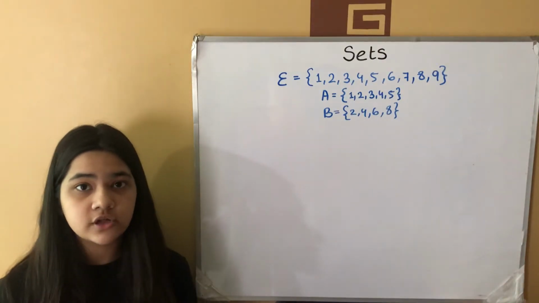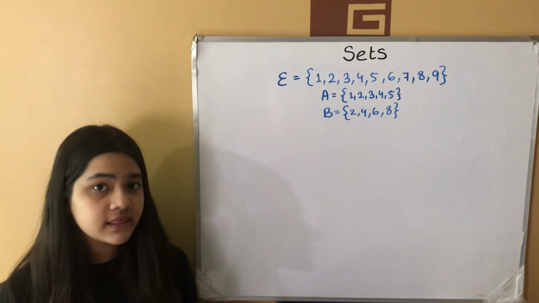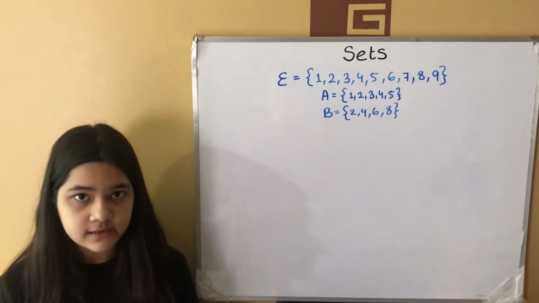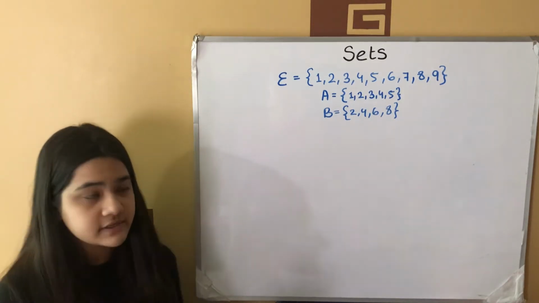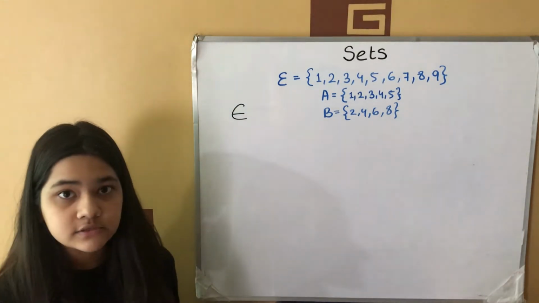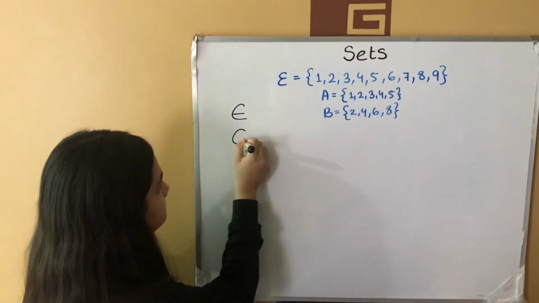To learn how to solve set problems, we have to know a few notations. First of all, there is a notation to show that something is an element of a set. When something is an element of a set, we use this notation. And when something is not an element of a set, we use this notation.